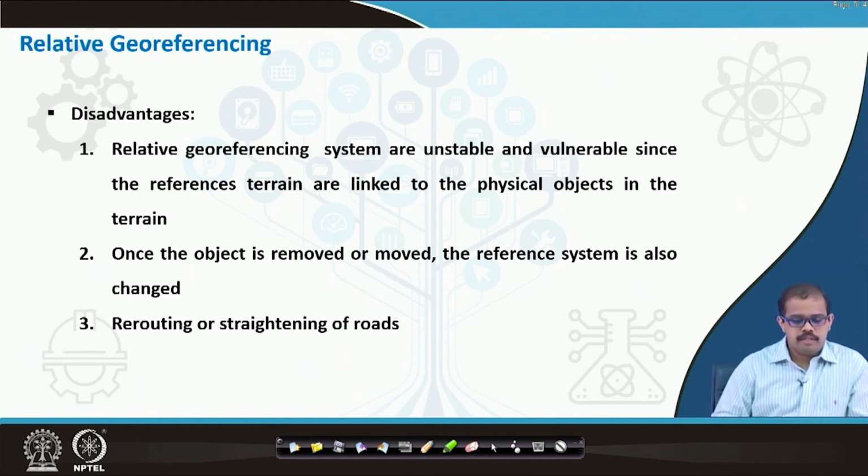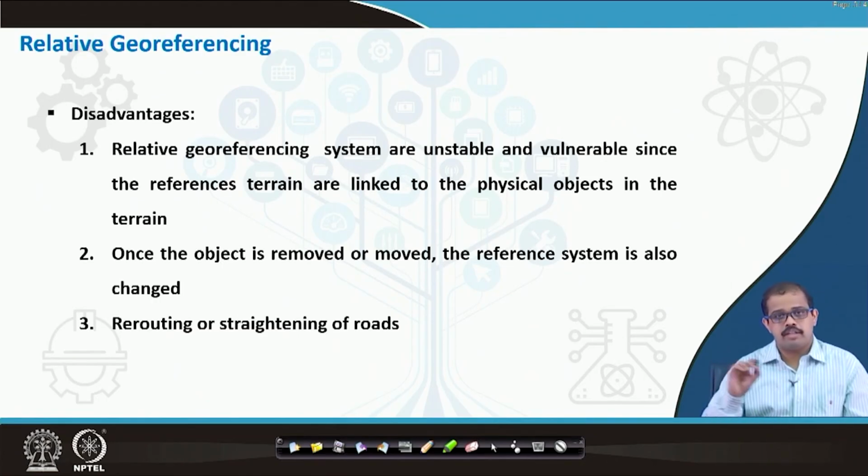When we look at relative georeferencing, it is quite unstable and vulnerable, since the reference terrain is linked to the physical objects, whether it is a road or objects on the earth's surface that we are trying to look at. When you are looking at distance or direction, the physical objects are taken into consideration. If there is a change in these physical objects, then your direction and your dimension change on the earth surface. Once the object is removed or moved, the referencing system also changes. So that's what I meant.